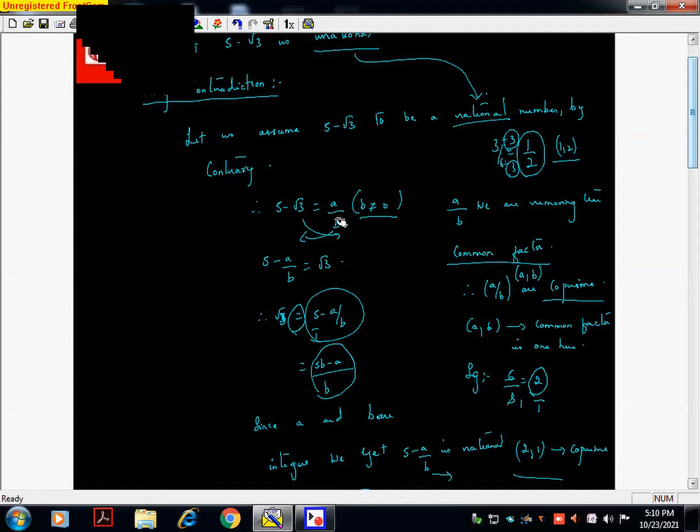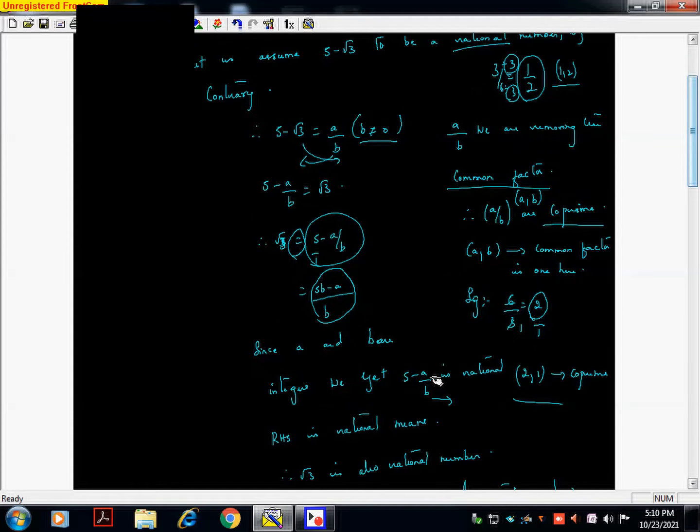Just interchange a by b and root 3, left to right, right to left. Root 3 is equal to 5 minus a by b. Take the LCM, 5b minus a by b. Since a and b are integers, we get 5 minus a by b is rational. What the meaning of that is, it is in the form of a by b, that's all.